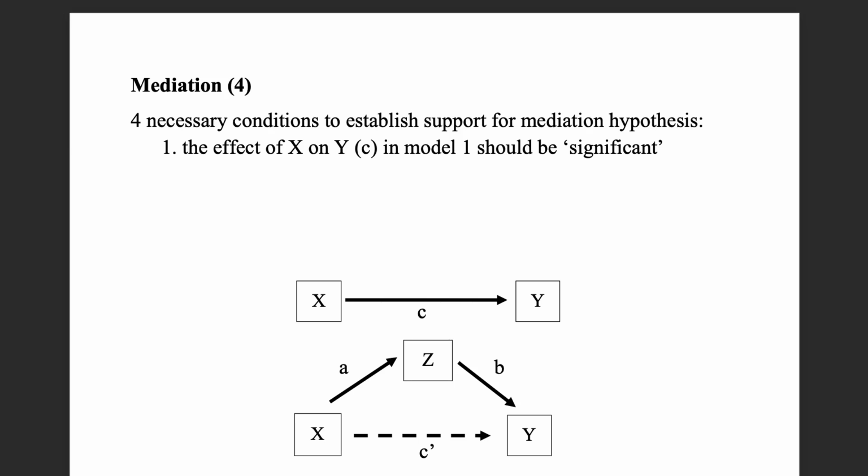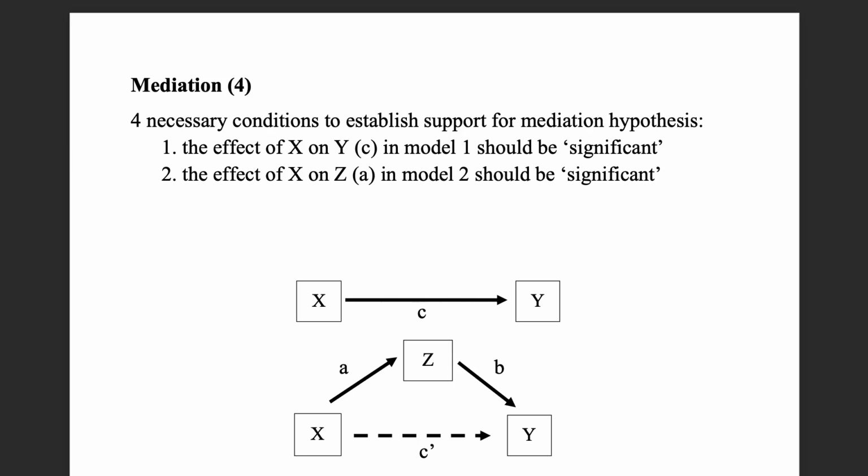So there should be some kind of effect of X on Y where we can say, well, I can confidently generalize this to the population. There seems to be something going on with an effect of X on Y. The second condition that needs to be fulfilled is that there should also be an effect of X on Z. So the A path should also be statistically significant in that sense. You should actually find that it is indeed the case that your independent variable has an effect on the mediator variable, because that is implied by the causal mechanism, right?